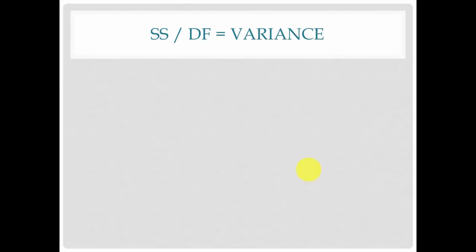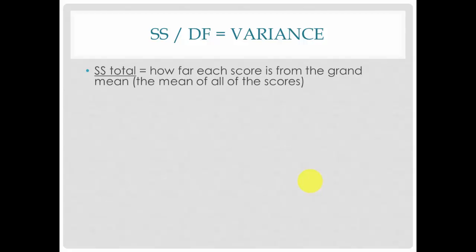All right, so as always, our variance is sums of squares divided by degrees of freedom. As I've just said, I wanted this to be in your notes. Our sums of squares total represents how far each individual score is from the grand mean, where the grand mean is the mean of all the scores that are included in the entire experiment. So that's our sums of squares total, and that's what it represents.